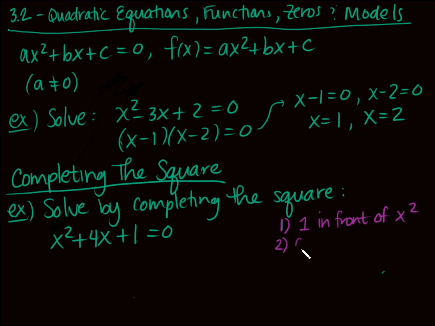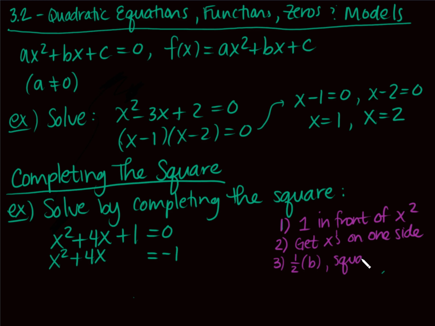Second step then is to get x's on one side. In this case, I want to get all my x's on one side, so I'm going to subtract this 1 from both sides. So I have x squared plus 4x equals -1. My x is on one side, and notice how I left a space here, so you'll remember that from completing the square in 930. Get x's on one side, then remember we take half of b, square it, and add to both sides.